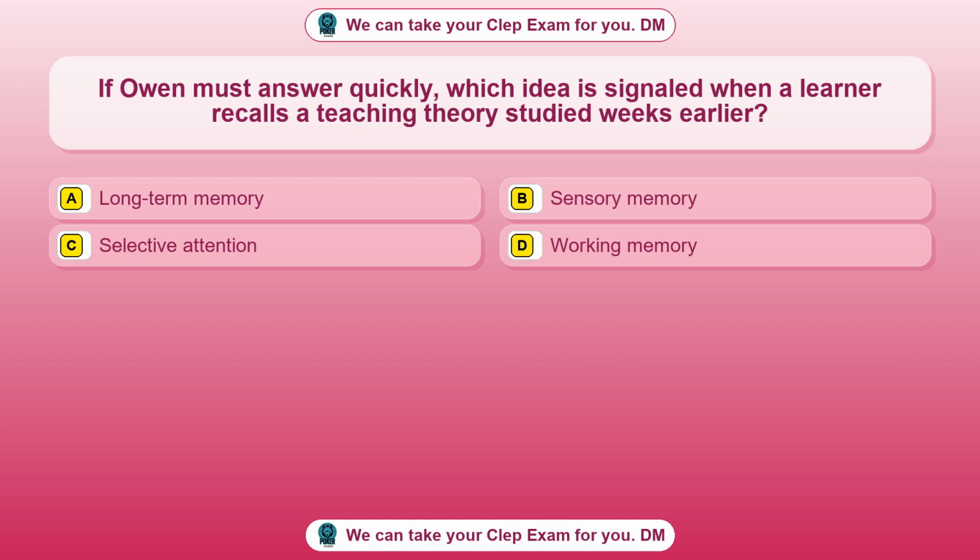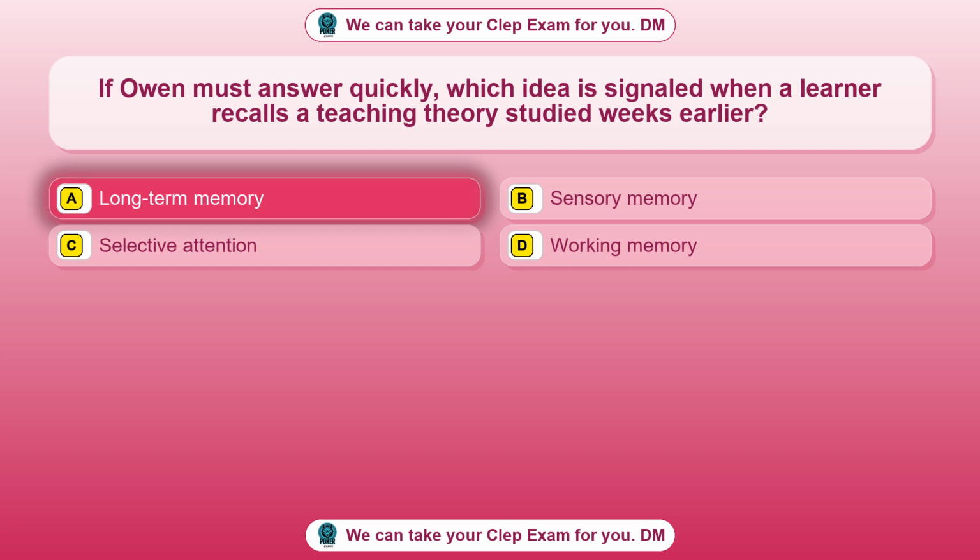Question 35. If Owen must answer quickly, which idea is signaled when a learner recalls a teaching theory studied weeks earlier? Option A, long-term memory. Option B, sensory memory. Option C, selective attention. Option D, working memory. The correct answer is option A, long-term memory.